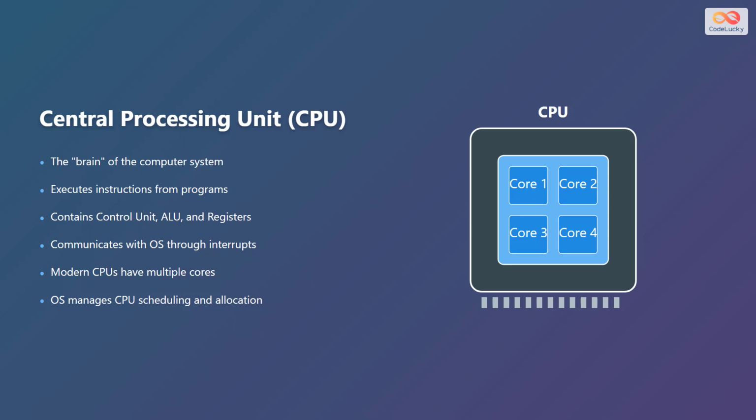The CPU communicates with the operating system through interrupts, which are signals that indicate when an event needs the CPU's attention. Modern CPUs often have multiple cores, which allow them to perform multiple tasks simultaneously. The operating system is responsible for managing CPU scheduling and allocation, ensuring that each program gets its fair share of processing power.